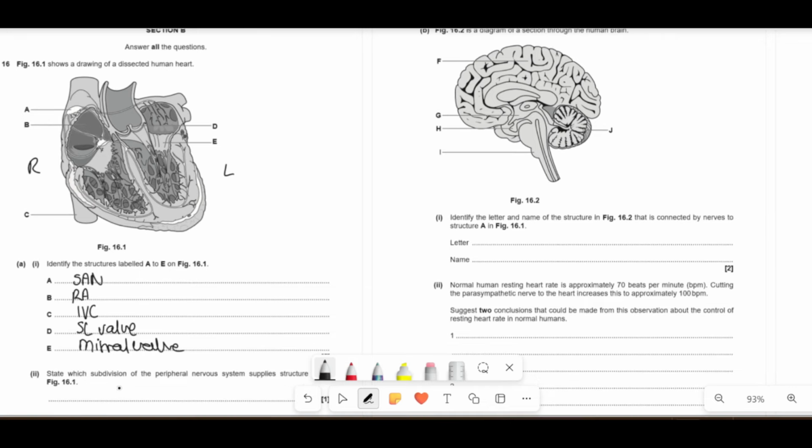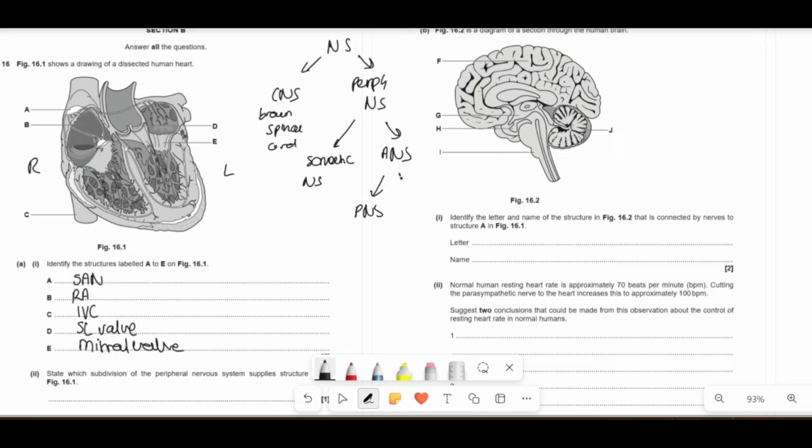So then it says, state which subdivision of the peripheral nervous system supplies the structures in figure 16.1. So the central nervous system, if you think about it, is your brain and spinal cord, right? The entire nervous system is split into that, and anything that isn't in the brain or spinal cord is your peripheral nervous system. So that's every single nerve outside of these two. This is then split into somatic, and then your autonomic nervous system, which is then further split into the parasympathetic nervous system and the sympathetic nervous system. So fight or flight, rest and digest.